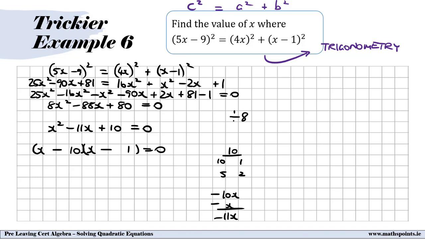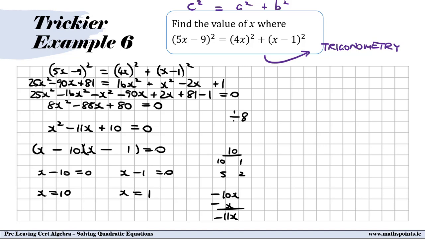The final step of solving a quadratic equation is to let each bracket equal 0, so x minus 10 equals 0, and x minus 1 equals 0. X minus 10 equals 0, x would be 10, and x minus 1 equals 0, x would be 1.